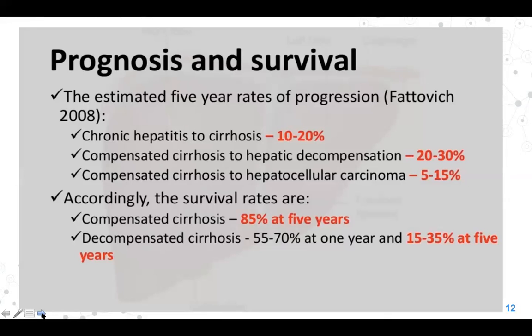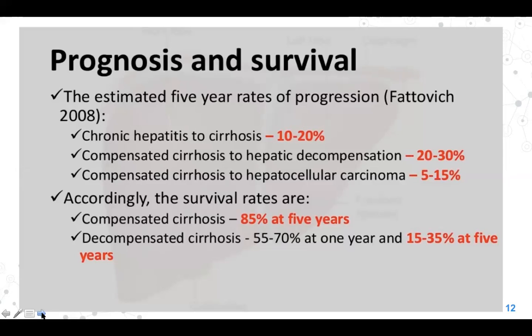For the prognosis and survival of the patient, there is an estimated 5-year rate of progression. For chronic hepatitis, it could turn to cirrhosis at about 10 to 20%. For compensated cirrhosis to hepatic decompensation, 20 to 30%. And for compensated cirrhosis to hepatocellular carcinoma, 5 to 15%.